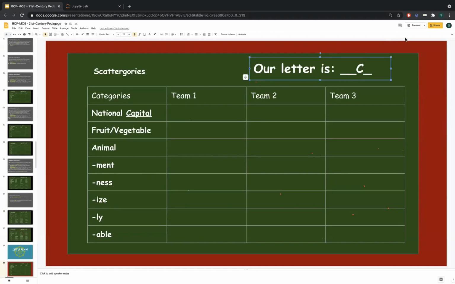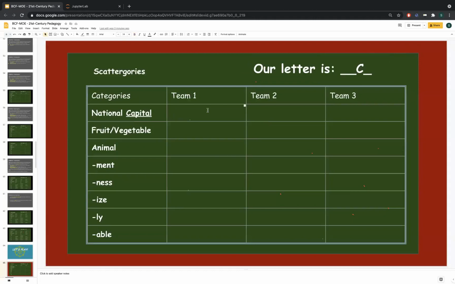Mr. Jamyang, is that you? Jamyang Geltsen? You can unmute Mr. Jamyang and tell me your answers because I cannot see. National capital: Canberra. Canberra. Fruit or vegetable: cucumber and carrot. Well, we can only choose one. So how about cucumber?